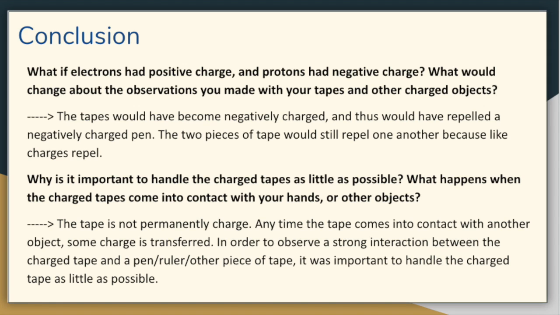Secondly, I looked at the question, why is it important to handle the charged tapes as little as possible? What happens when the charged tapes come in contact with your hands or other objects? In order to explain this, you have to look at what happens when charged tapes come in contact with other objects like the hand. The tape is not permanently charged. We create a temporary charge on the tape, so anytime the tape comes in contact with another object, some of the charges transfer. In order to observe a strong interaction between the charged tape and other objects, it is important to handle the tape as little as possible so none of that charge transfers to the hands.